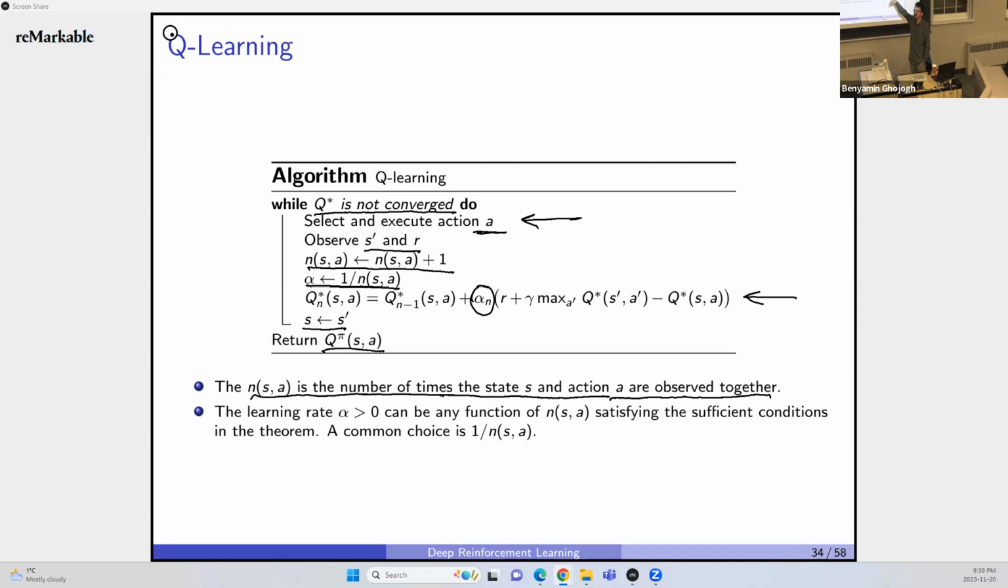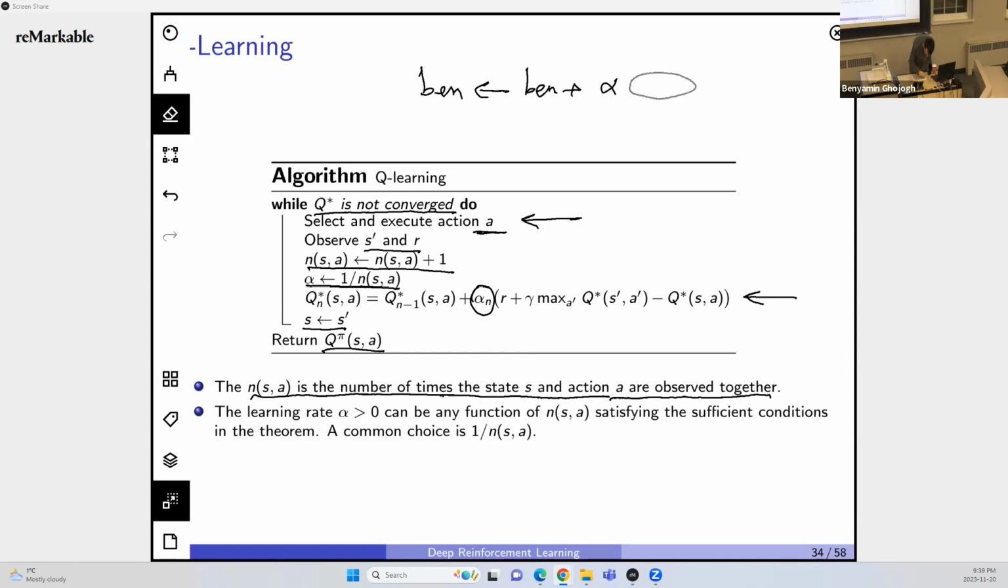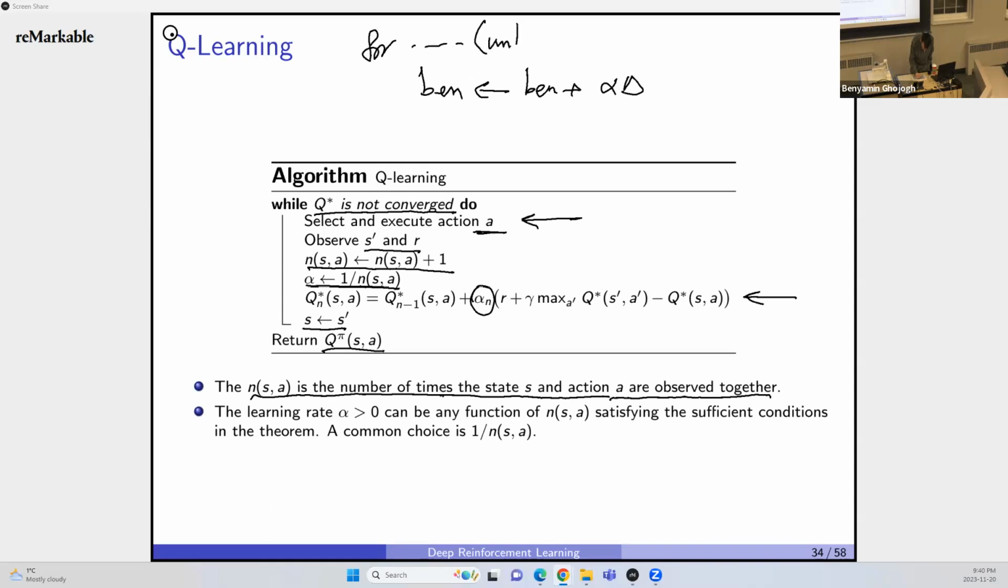You know how simple this is? Forget Q. Forget the whole thing. Ben is previous Ben plus some alpha times some delta. This is exactly what they are doing. Don't see it as a monster or something. Repeat until the next Ben is similar to the previous Ben. This is exactly Q learning. Now replace Ben with Q.